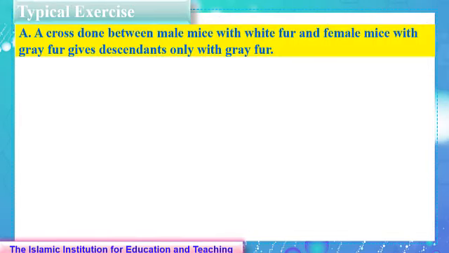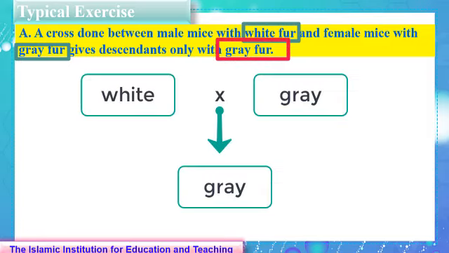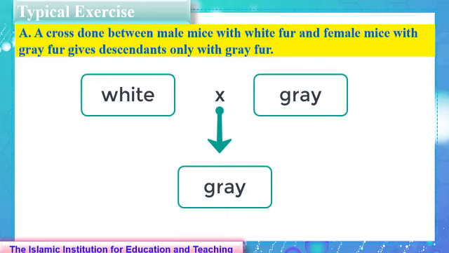Part A. A cross done between male mice with white fur and female mice with gray fur gives descendants only with gray fur. So white crosses gray gives gray. So you must conclude that gray is the dominant allele and white is the recessive allele. All the descendants are gray, so they are homogeneous. Then we can conclude that the parents are of pure race and the descendants are hybrids. Let's see how to solve these questions.